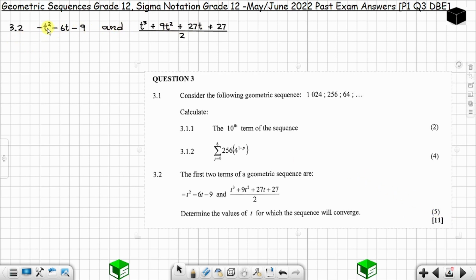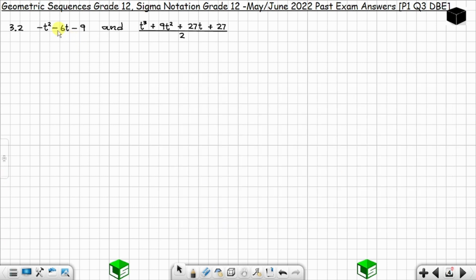You have to determine the value of t for which the sequence will converge. Okay, let's close this. So this is your t1. T1 is equal to this, right? What you have there. So let's get it in a very simple way.